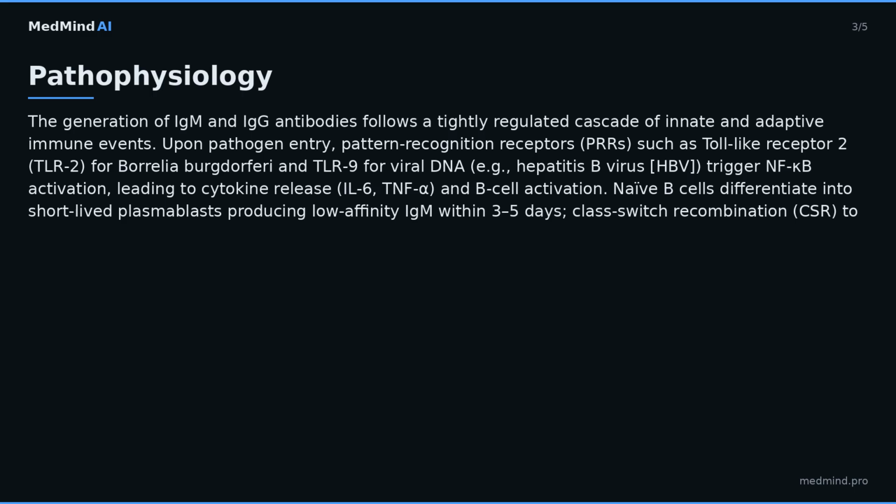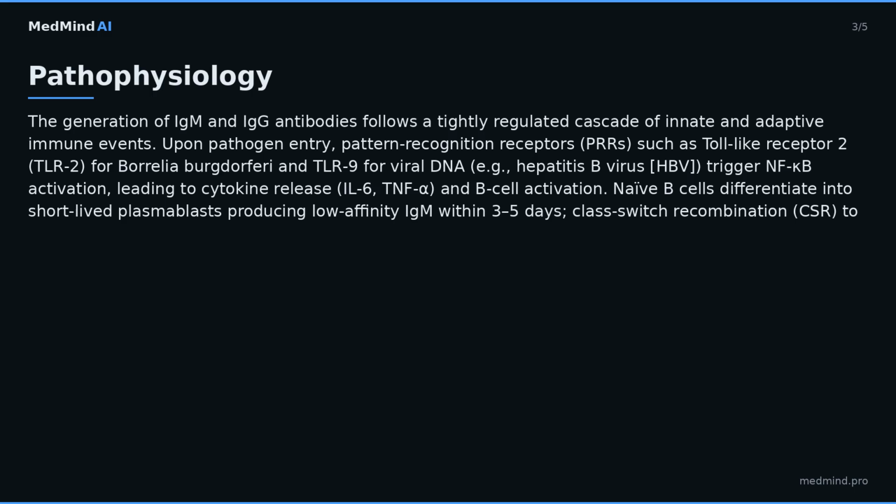The FCGR2A 131H/R variant influences IgG Fc-gamma binding, altering clearance of immune complexes in hepatitis B, OR equals 1.9 for persistent viremia. In Lyme disease, the TLR1 I602S polymorphism reduces IL-6 production, extending IgM persistence beyond 8 weeks in 22% of patients, PLOS Pathogens 2020.